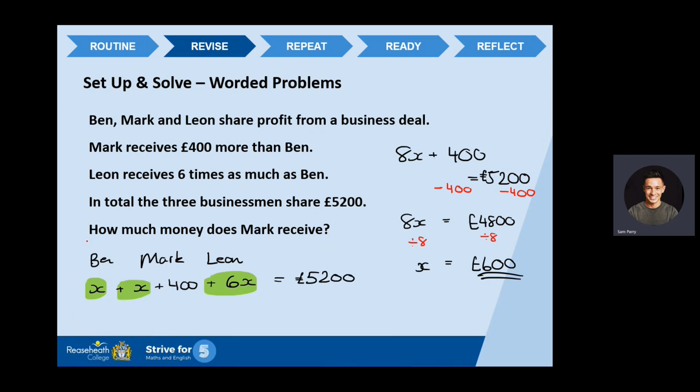So using that information, we can put it back in. So Ben's got £600 on the dot. Mark has £600 plus 400. That's £1,000. And Leon has 6 lots of £600, which is £3,600. Look at that. Leon's done well off that business deal.